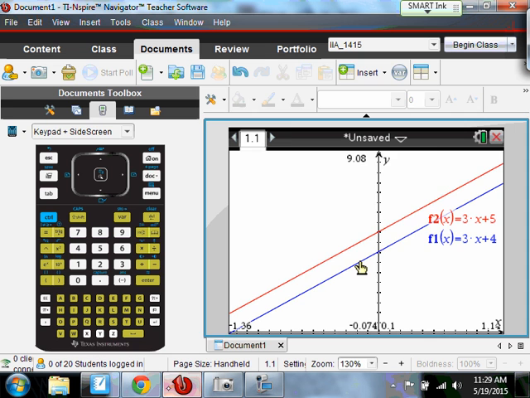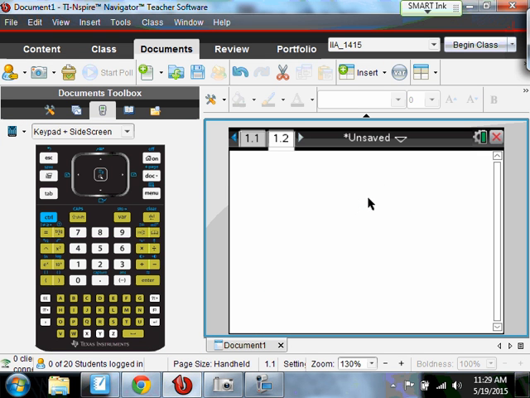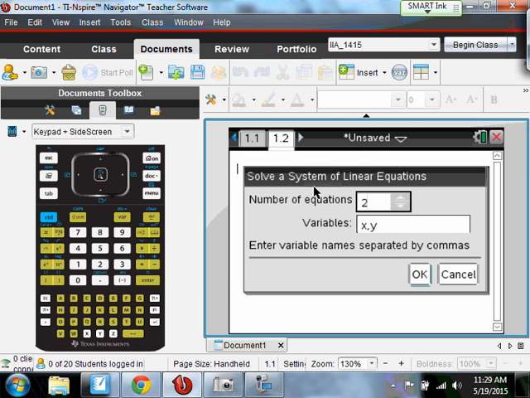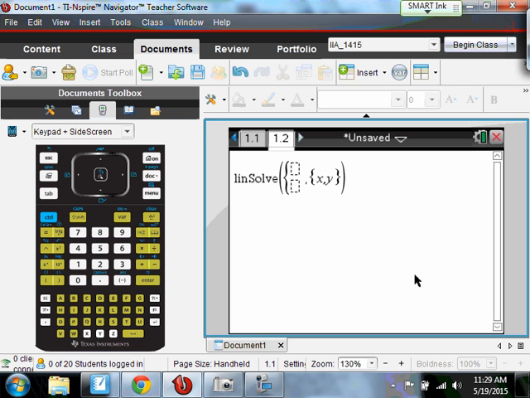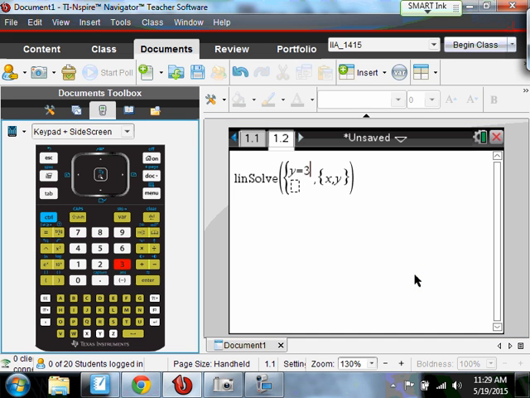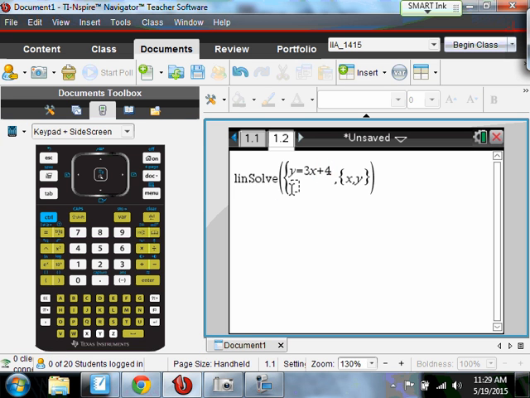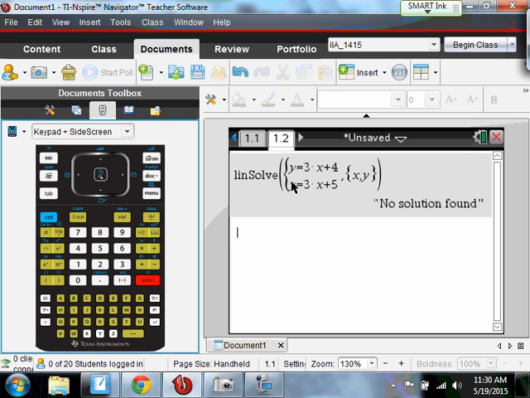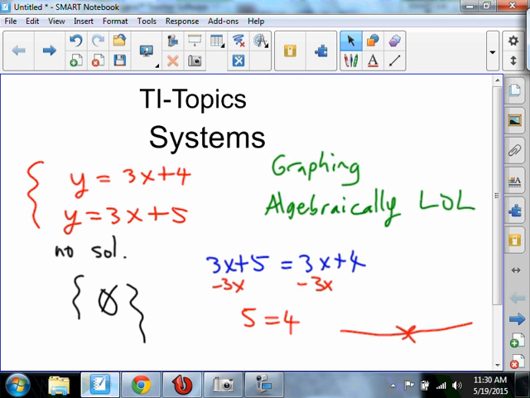So on the calculator, if we're in a calculator page, we want algebra, solve system of linear equations, two variables, x and y. And so we have y equals 3x plus 4. And the second equation is that y equals 3x plus 5. Enter. And it says no solution found. So the TI-Nspire is actually very intuitive when it comes to that kind of thing. Okay. So there's really two more that we probably ought to look at.